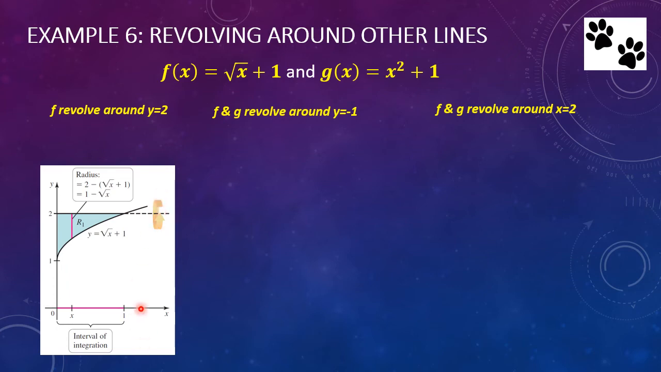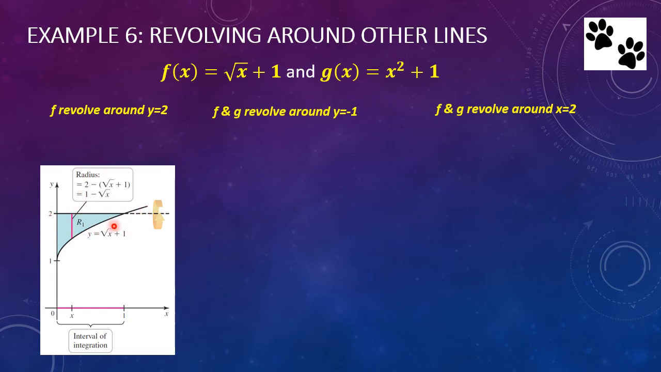Now normally we would revolve around the x-axis, and the radius would simply be our functional value, the distance from the x-axis to the function. But since we're revolving around 2, now our radius is the distance from our function to that horizontal line y equals 2. So it's going to be the difference between 2 and our functional value. Then you can see that here. So we'd have 2 minus the square root of x plus 1 in parentheses. And that gives us a radius of 1 minus the square root of x.